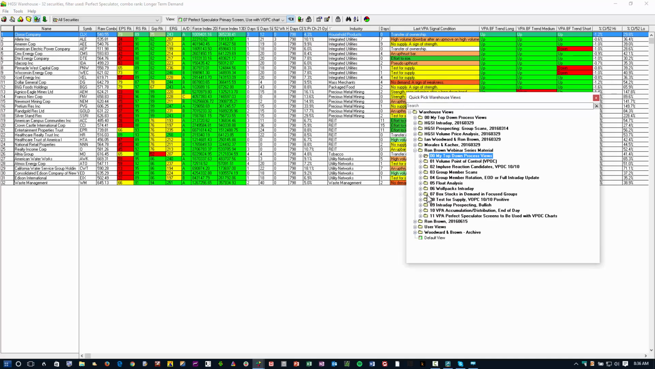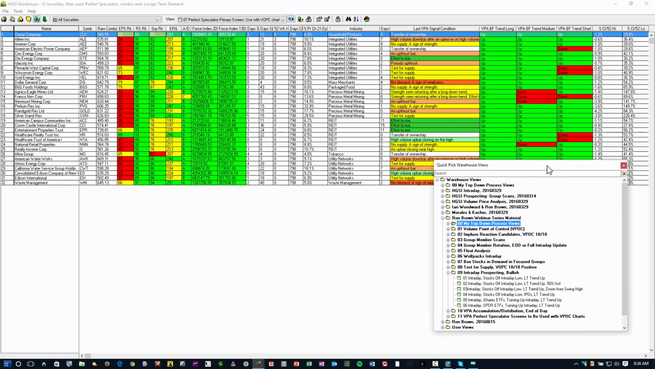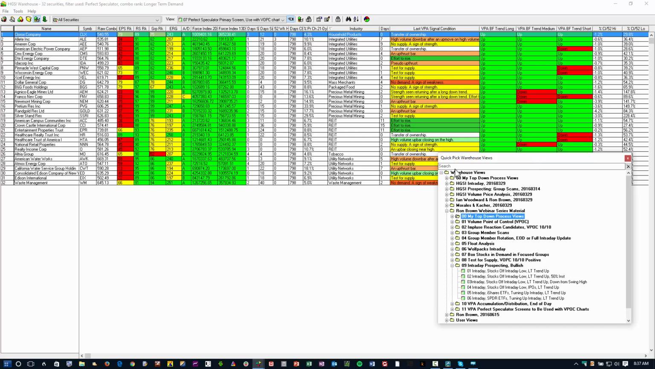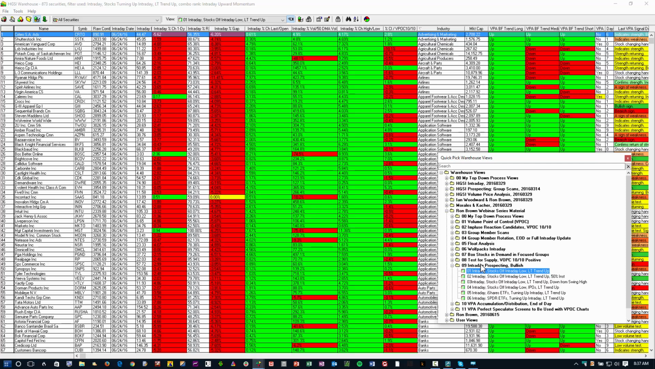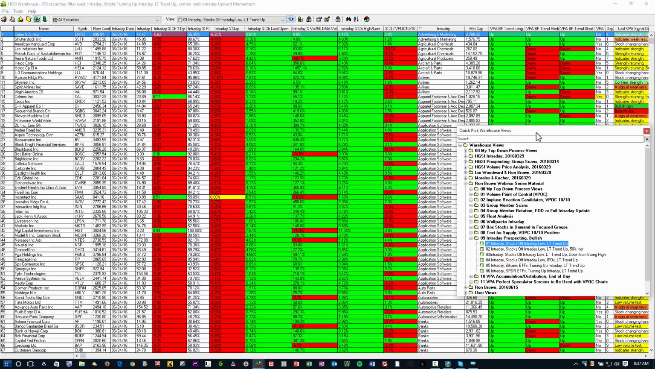But I do want to, this is something that I put together Friday during the market meltdown, and these are all fields that are in HGSI that Matt put in some time ago. I just hadn't gotten around to do anything with them. But as ugly as the day was, I am going to go through a couple of these just to show you that there was buying going on. It wasn't all selling on Friday. You can see that I have titled this Intraday Stocks Off of Intraday Low. The long-term trend is up.